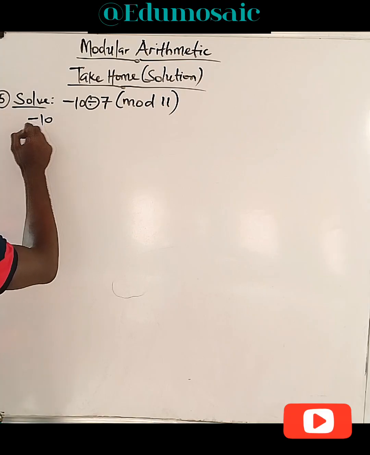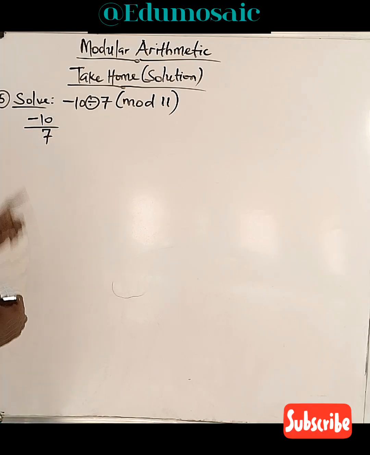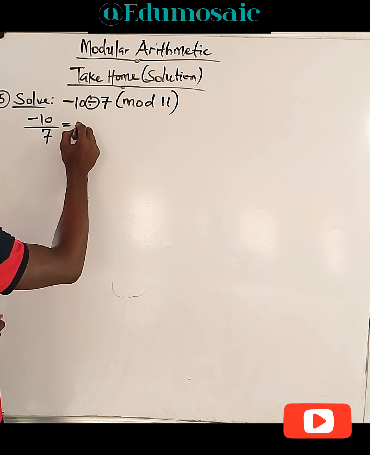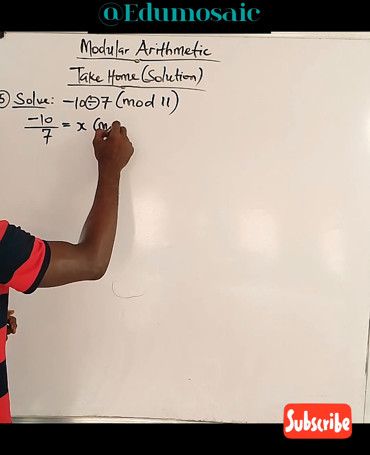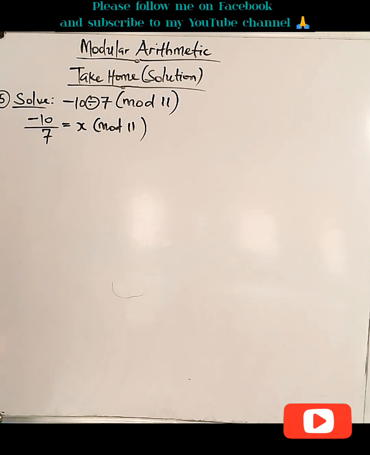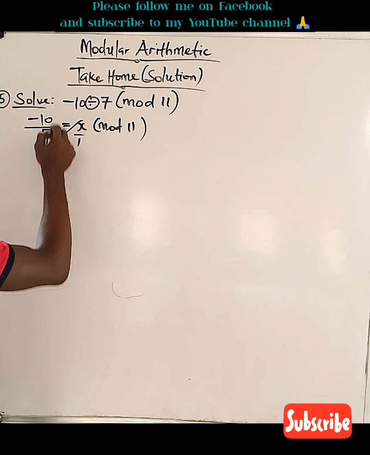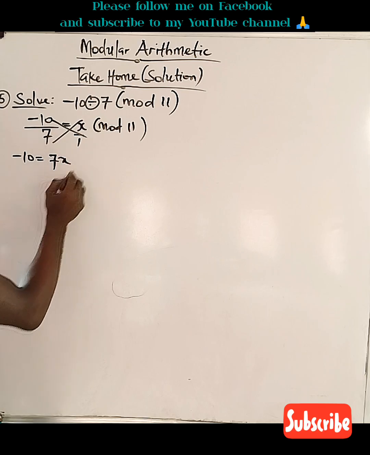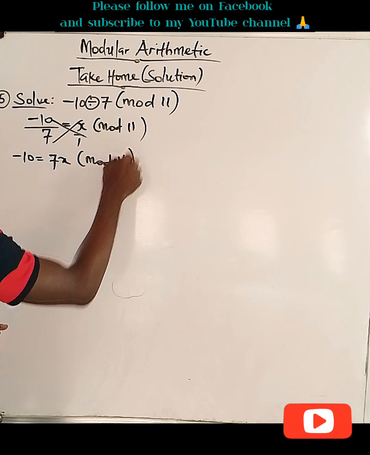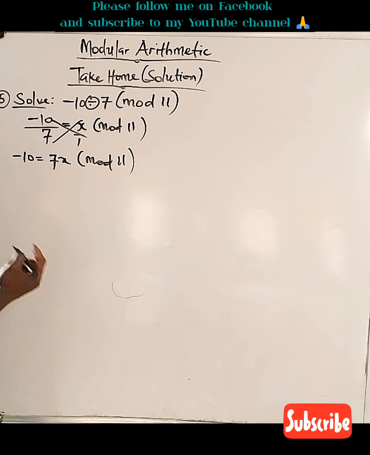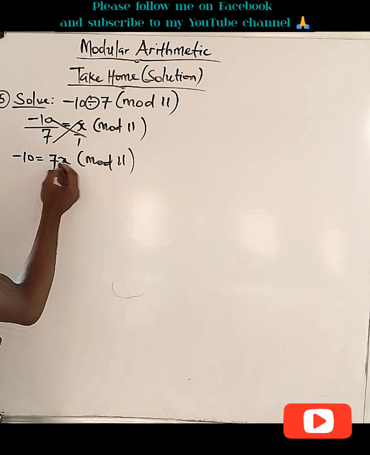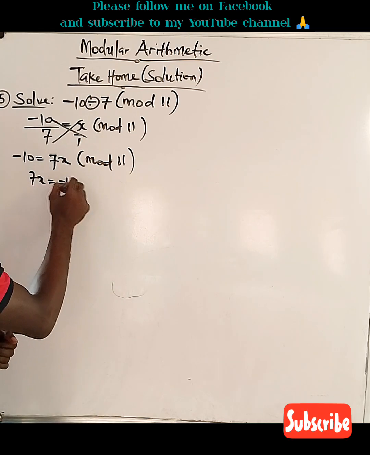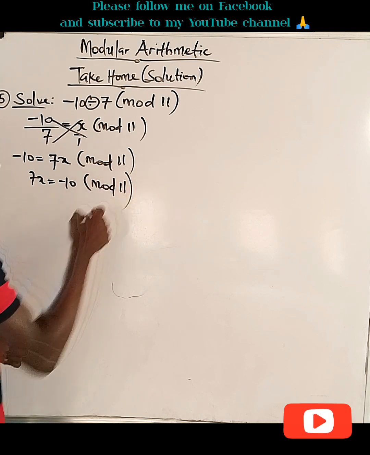This minus 10 divided by 7. Now, when 7 divides minus 10, we're going to get something, let's say x, in modulo 11. So minus 10 divided by 7 equals x in modulo 11. Next, we cross multiply. Minus 10 times 1 is minus 10. 7 times x is 7x in modulo 11. So minus 10 equals 7x. Since this is an equation, you could swap their positions. So that's going to be 7x equals minus 10 in modulo 11.